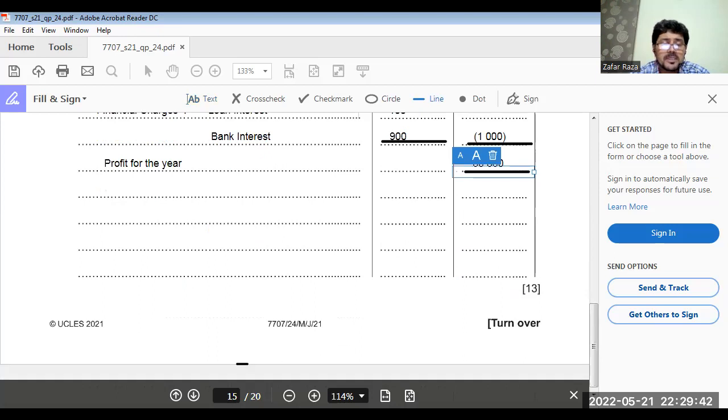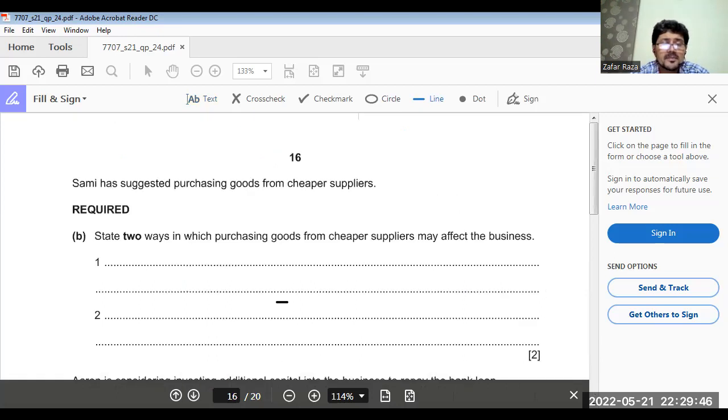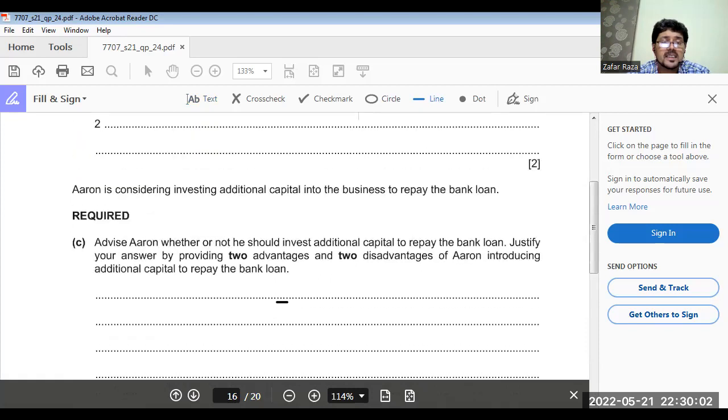Don't need any appropriation account of partnership. Purchasing goods from a cheaper supplier means it might be a low quality product, the disadvantage. Advantage, your cost is decreased and your revenues are increased.